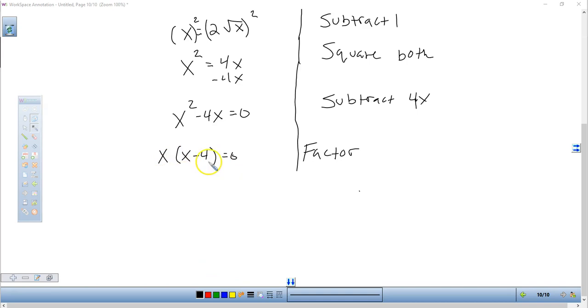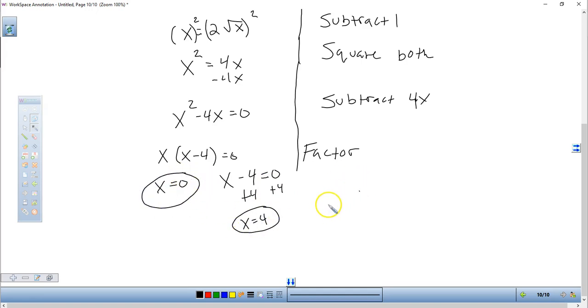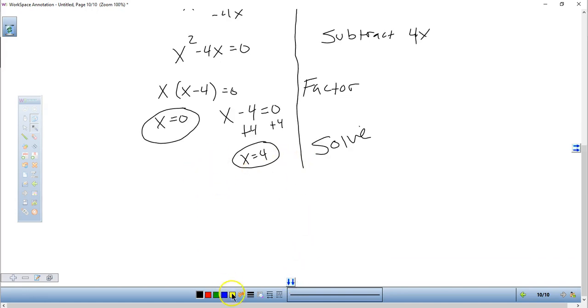Okay, now that I got them factored, set each equal to 0. So x is equal to 0, and x minus 4 is equal to 0. Solve them. That one's done. Add 4. X equals 4. Now that we got both, we need to check our answers.